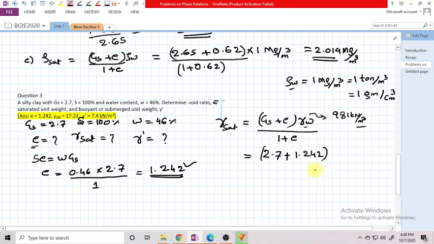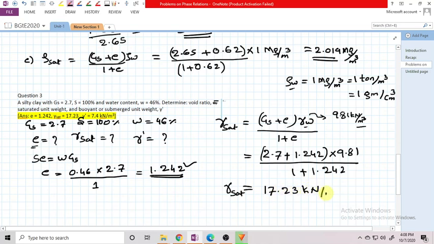So this will be 9.81 divided by 1 plus e, 1.242. So now gamma sat should come around 17.23 kilonewton per meter cube. Always be very careful about these units.